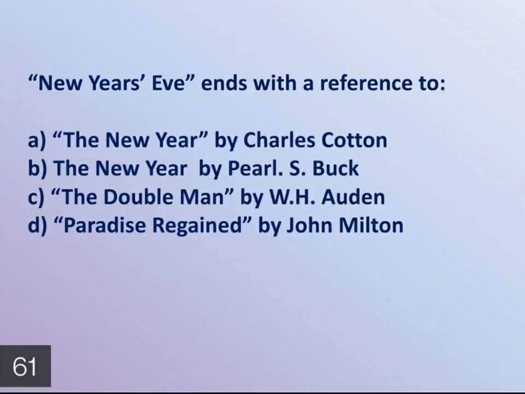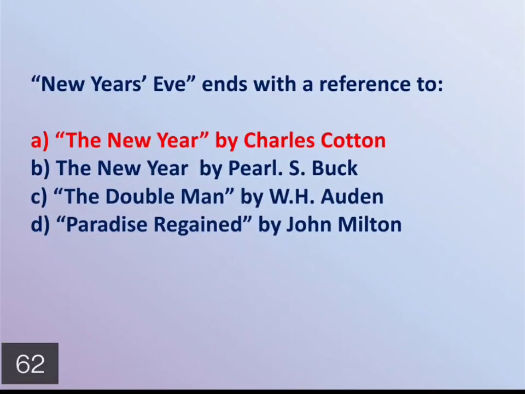New Year's Eve ends with a reference to The New Year by Charles Cotton, The New Year by Pearl S. Buck, The Double Man by W. H. Auden, Paradise Regained by John Milton. So it ends with a reference to the poem The New Year by Charles Cotton. In fact, it charts out the entire poem.